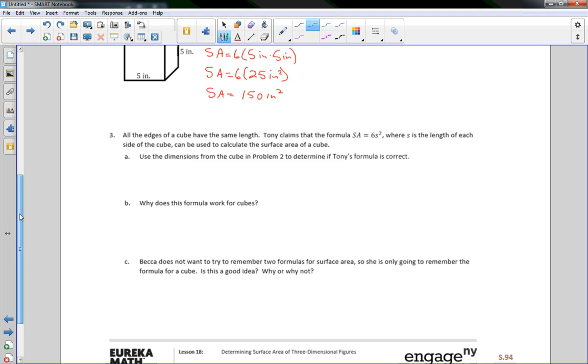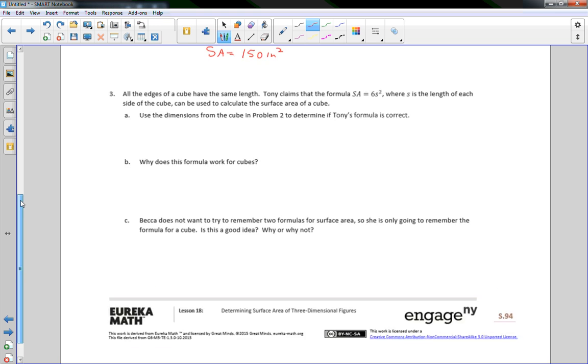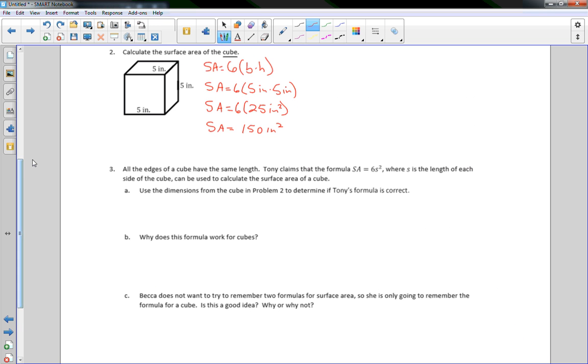Number 3. All the edges of a cube have the same length. Tony claims that the formula SA equals 6S squared, where S is the length of each side of the cube, can be used to calculate the surface area of the cube. Use the dimensions from the cube in problem 2 to determine if his solution is correct. So let's keep this in sight.